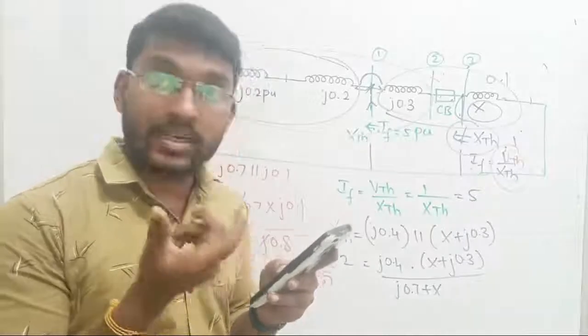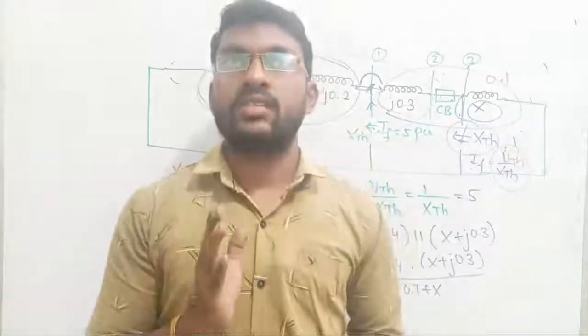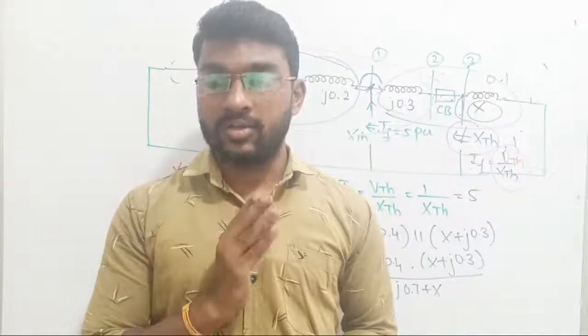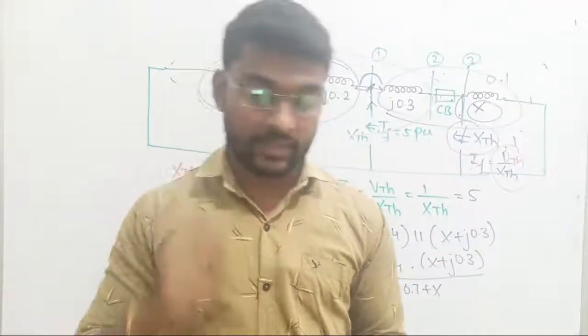Next, XD double dash is given. We know XD dash and XD double dash, right? XD is the steady state synchronous reactance, XD dash is the transient synchronous reactance, XD double dash is the subtransient synchronous reactance. Yes or no? Yes. Okay.